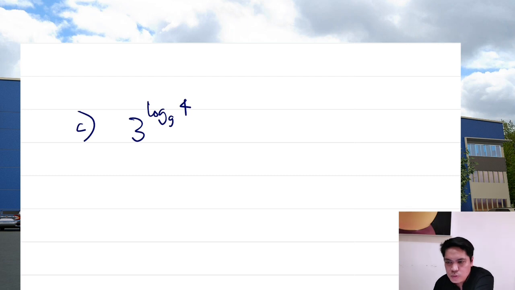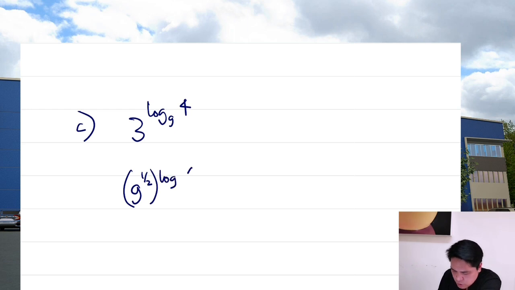And we know that 3 is actually the square root of 9, di ba? The square root of 9. So, gagawin ko sa 3, yung 3 gagawin kong 9 raised to 1 half. That is equal to 3. Then, raised to logarithm of 4 to the base 9. Di ba? So, eto, 9 na yung base natin. Tapos, eto, this is equivalent to this, 3.